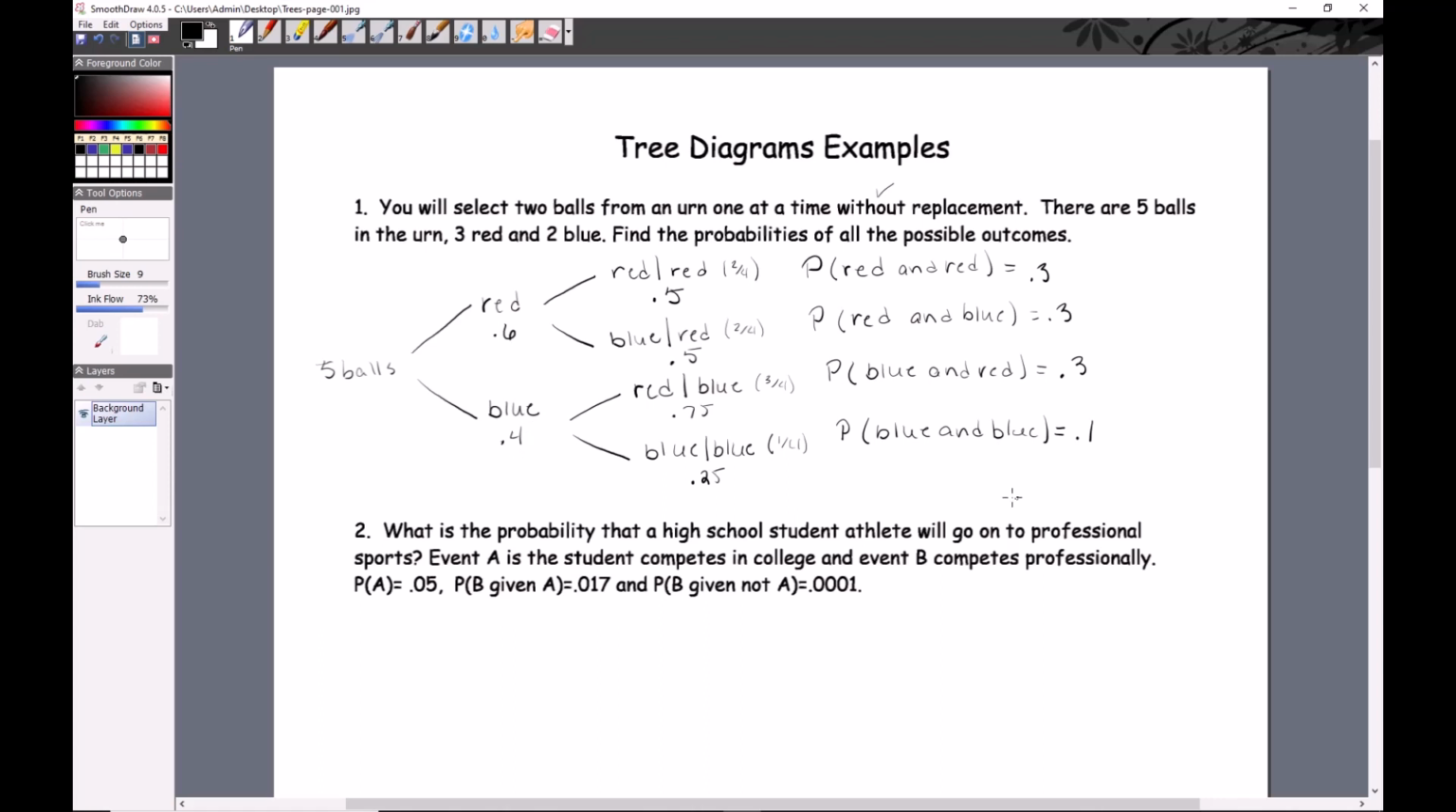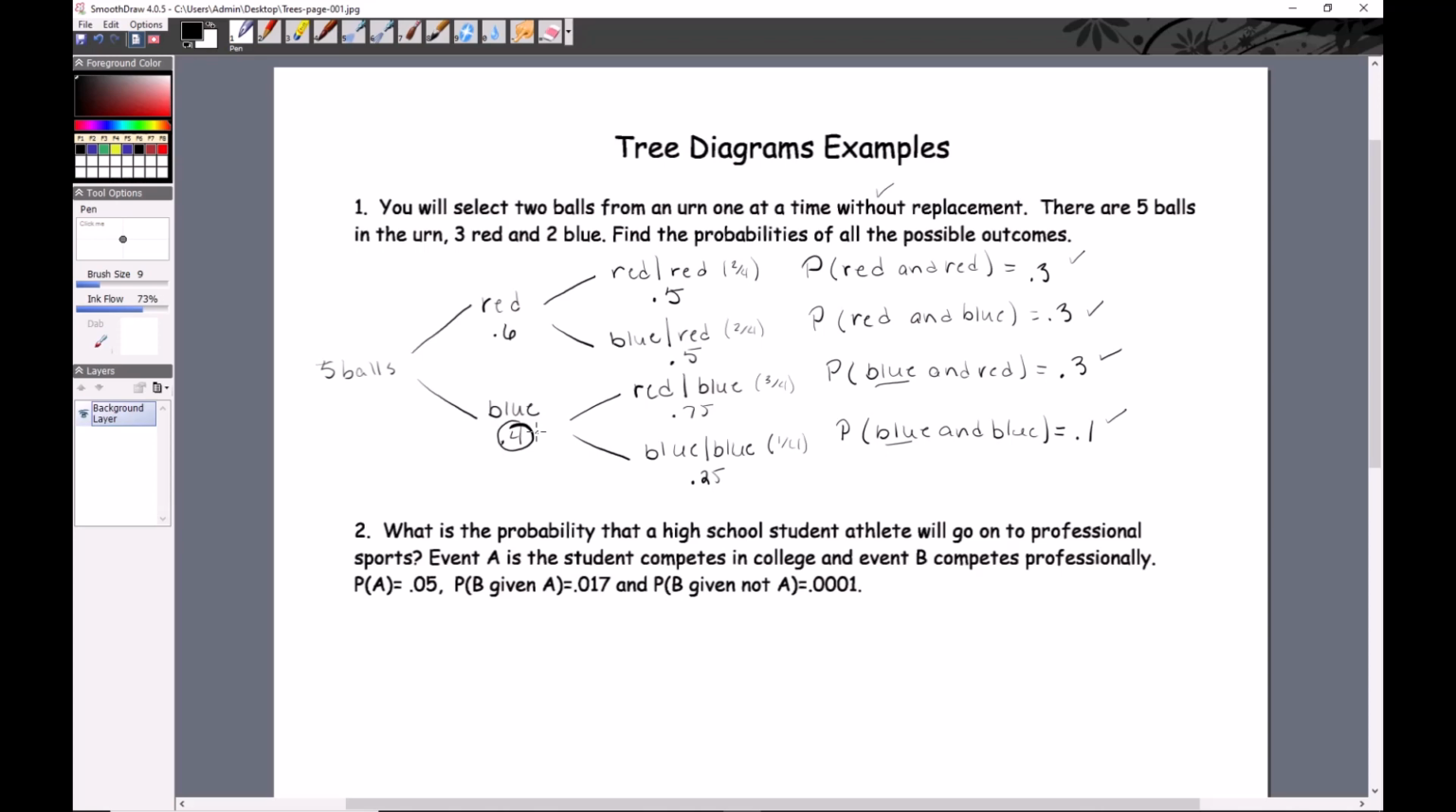So, may not be all that impressive, but I can ask a whole lot of questions like, what's the probability that I pick 2 of the same color? That would be this or this, that's 0.4. What's the probability that I pick 2 that aren't the same color? That would be this or this, that's 0.6. Probability of getting a blue on the first one would be 0.3 plus 0.1, which is the same as this. So there's a bunch of questions that I can ask, all right?